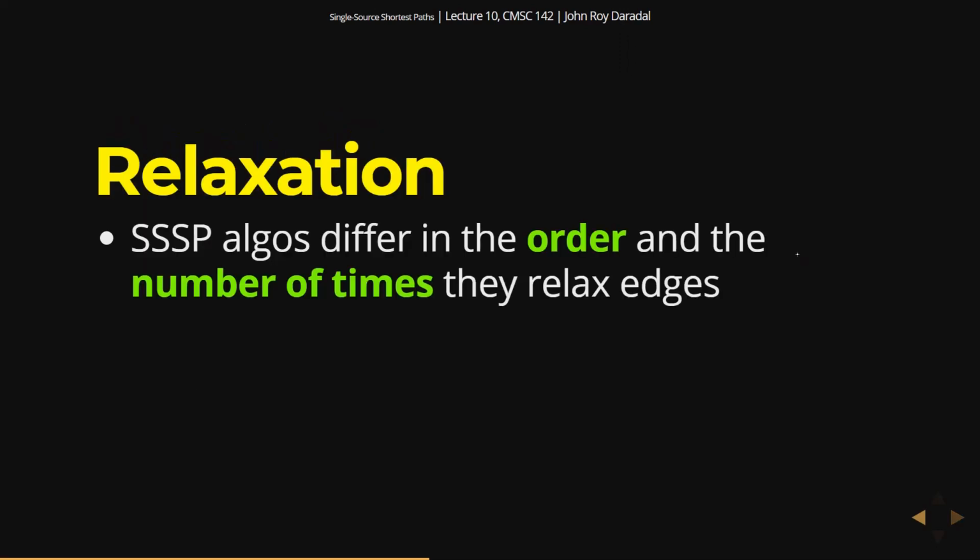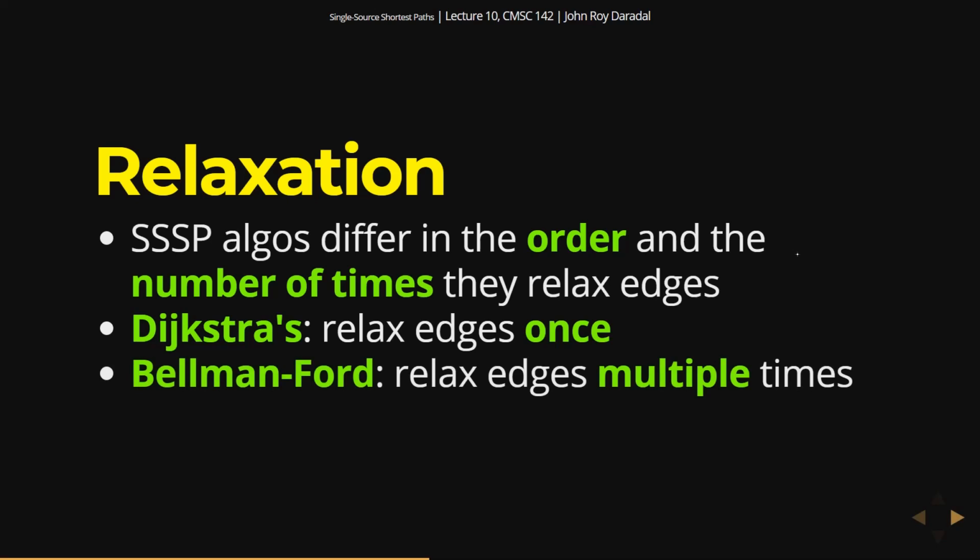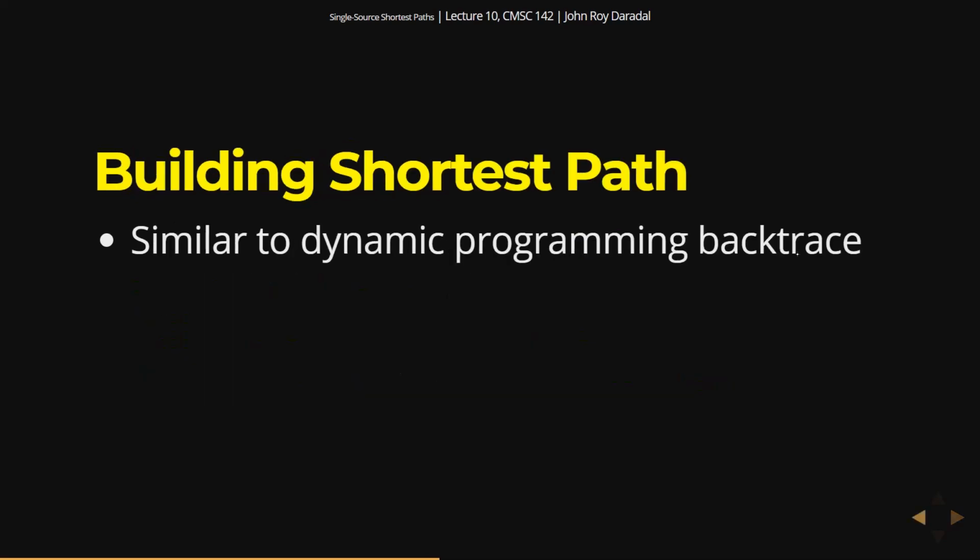So, our algorithms for SSSP actually differ in the order and the number of times that they will relax the edges. For example, later on we will see that Dijkstra's only relaxes the edges once, whereas Bellman-Ford relaxes edges multiple times. So how many times the edges are relaxed would be how the different algorithms differ.